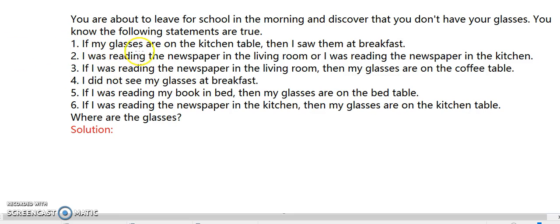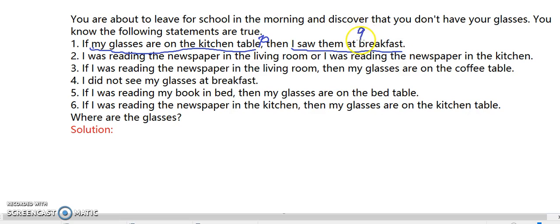Number one, if my glasses are on the kitchen table, then I saw them at breakfast. So this just says if we meet this condition, my glasses are on the kitchen table, then I should have seen them at breakfast. But we don't know if the glasses are on the kitchen table or not. We can use symbols to simplify the situation. So let's call this one P: my glasses are on the kitchen table. That's our simple statement P. I saw my glasses at breakfast.